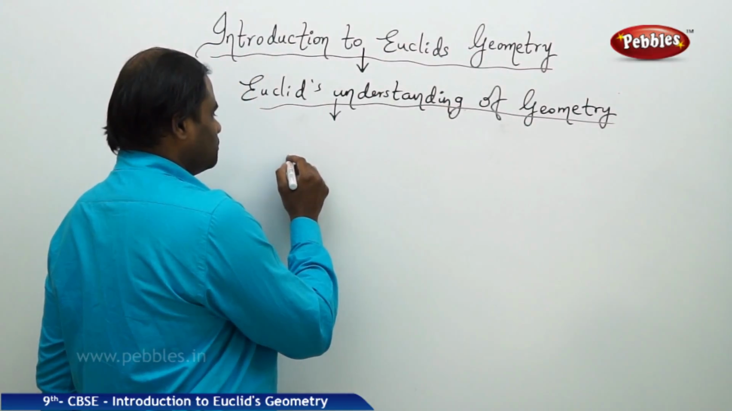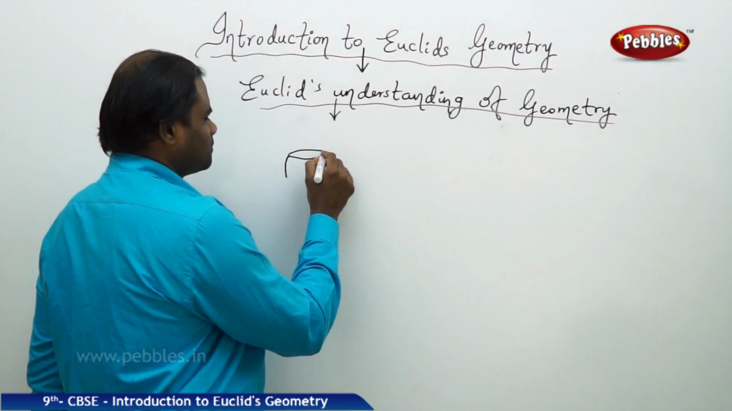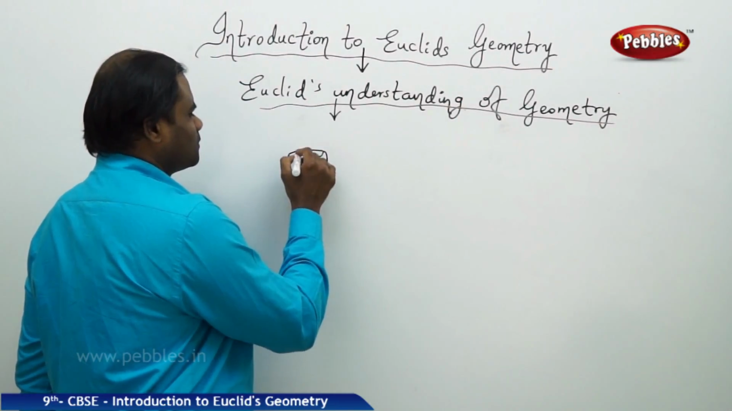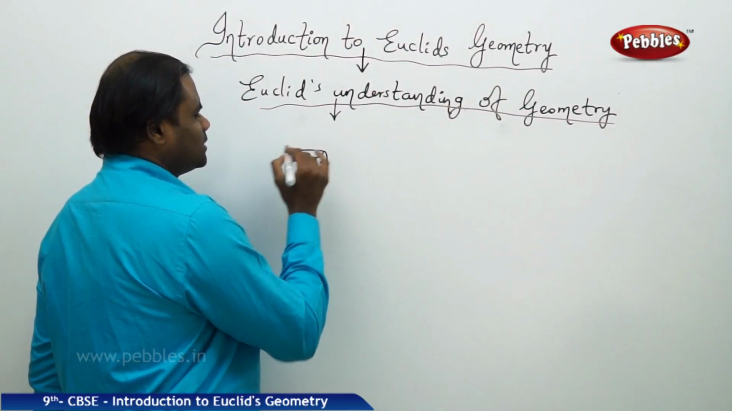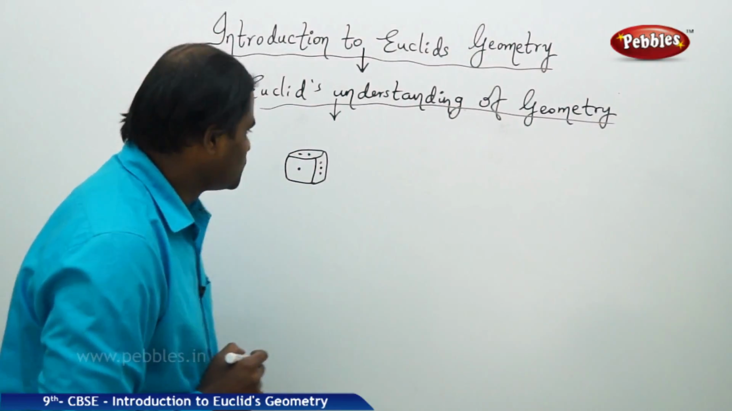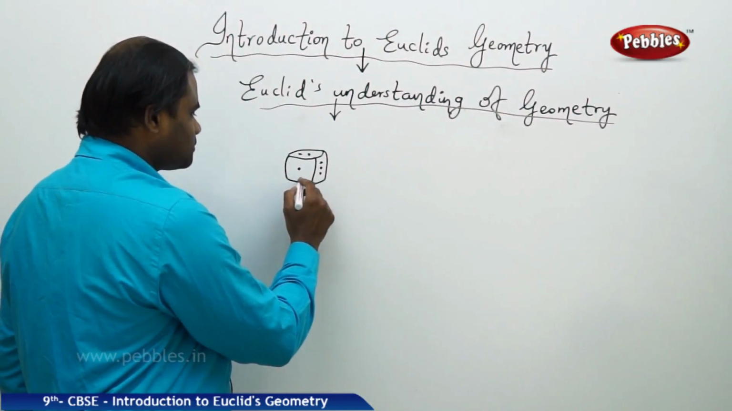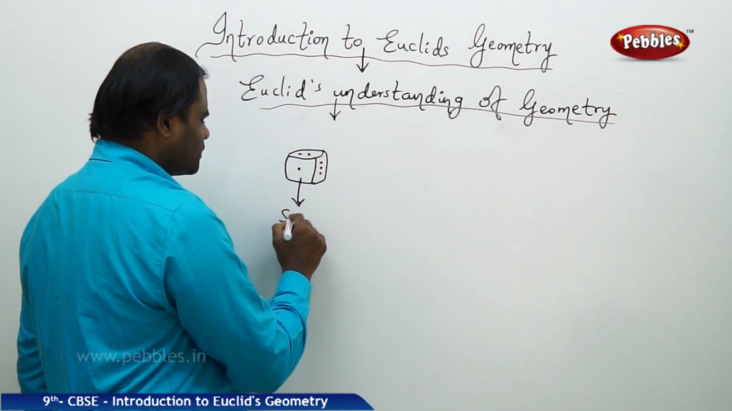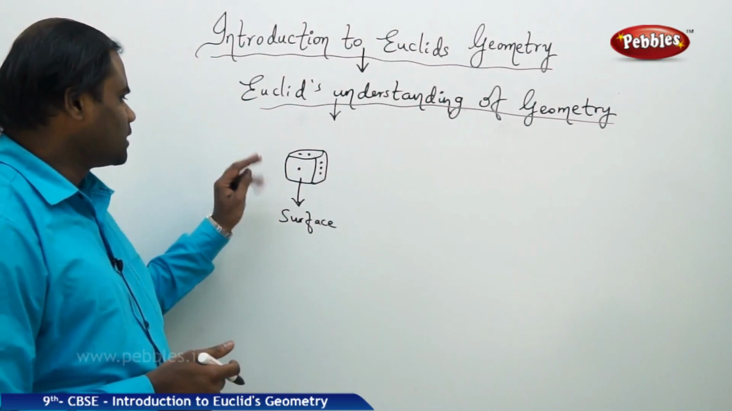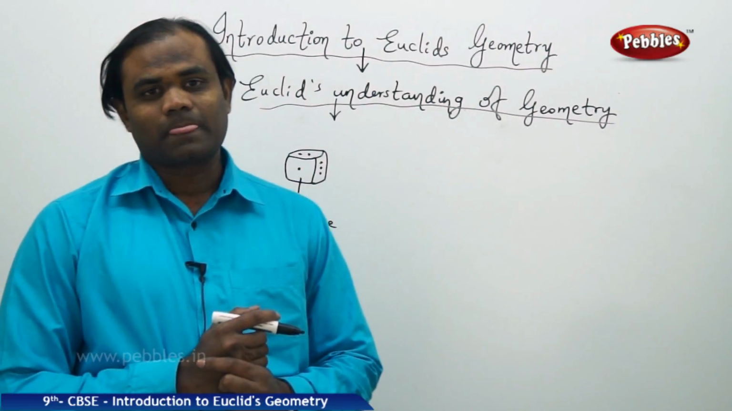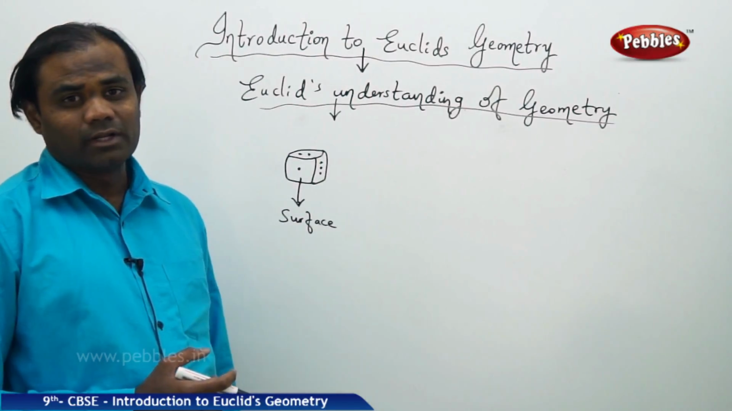Imagine I have a cube or a die. We all know that a die has 6 faces. So I take the example of a die in which each face of the die is called a surface. Euclid has taken each face to be a surface, and each surface is nowhere related to the other surface.